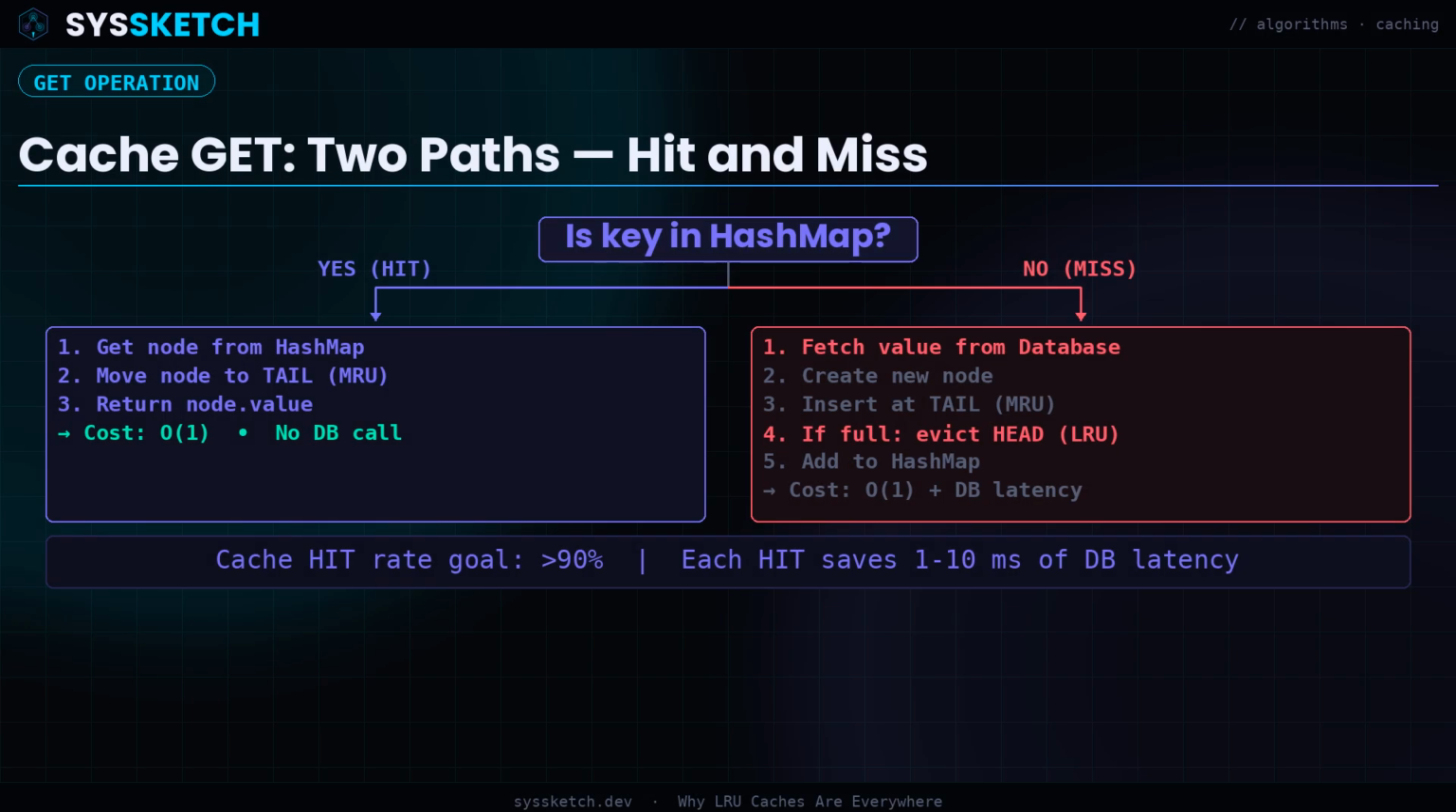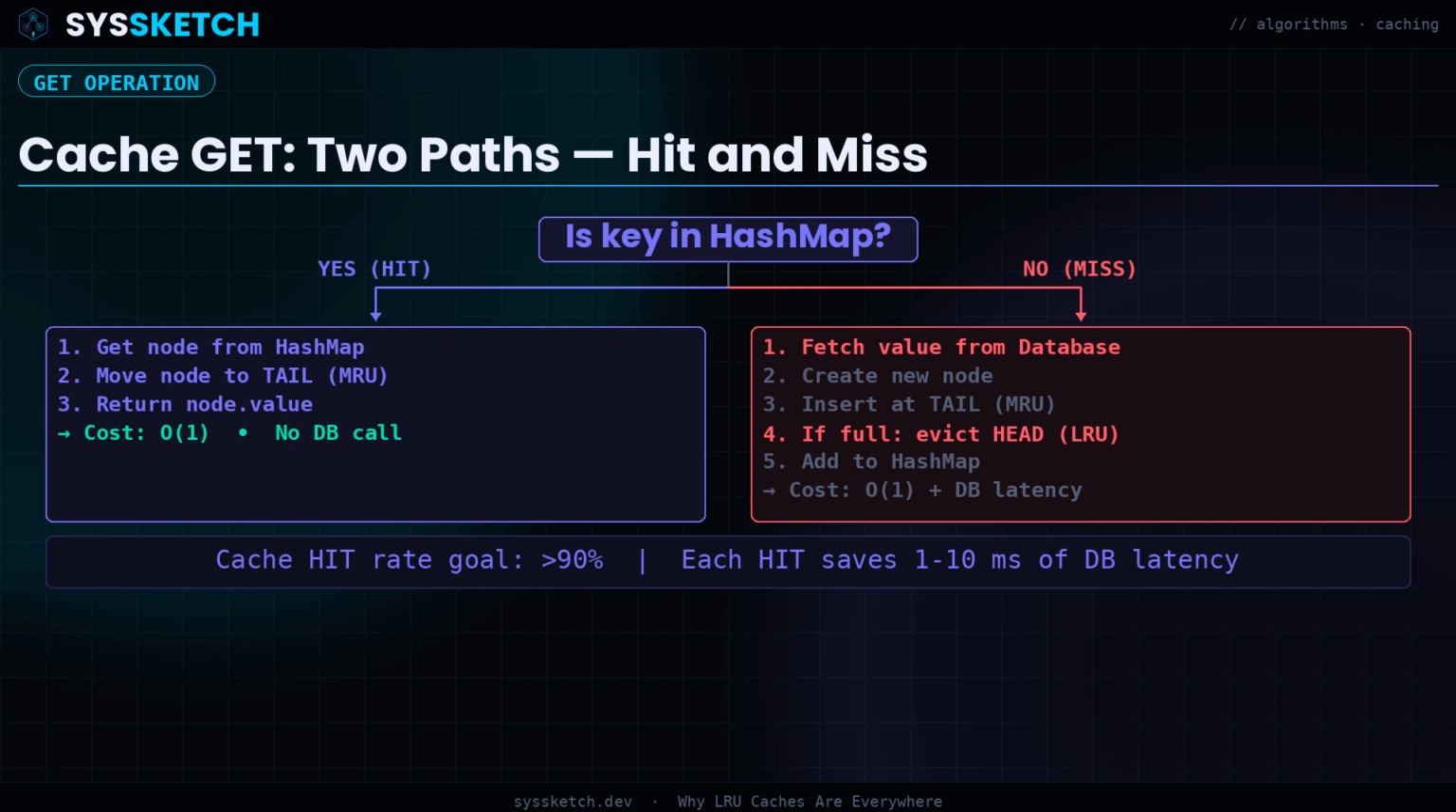The GET operation has two outcomes. On a cache hit, you look up the key in the hash map, move that node to the tail of the linked list to mark it as most recently used, then return the value. Three steps, all O(1), no database involved. On a cache miss, you fetch the value from the database, create a new node, insert it at the tail, and if the cache is full, you remove the head node and delete its entry from the hash map. Both paths complete in constant time. The only variable cost on a miss is the database round trip itself.